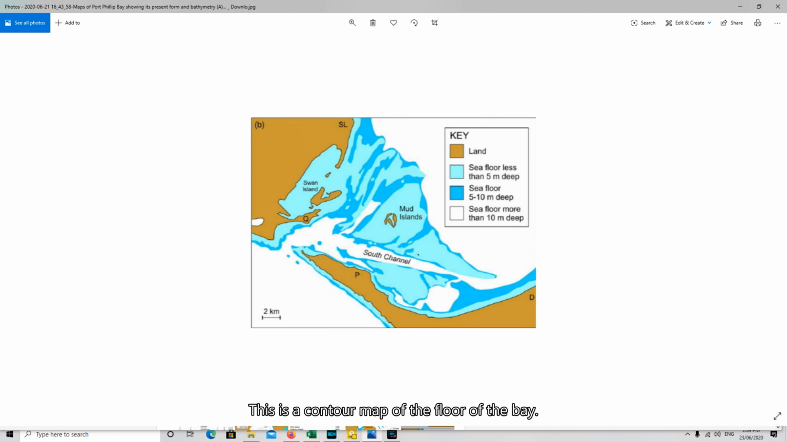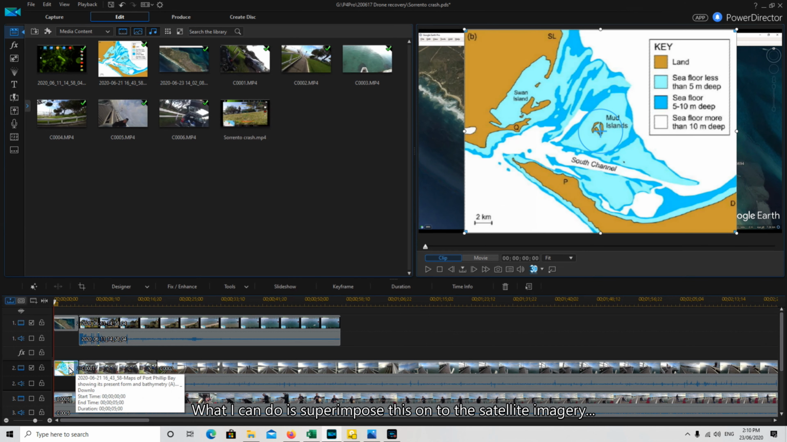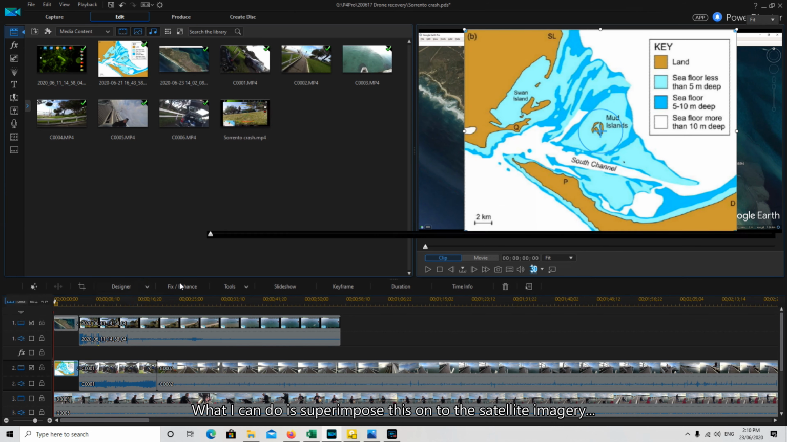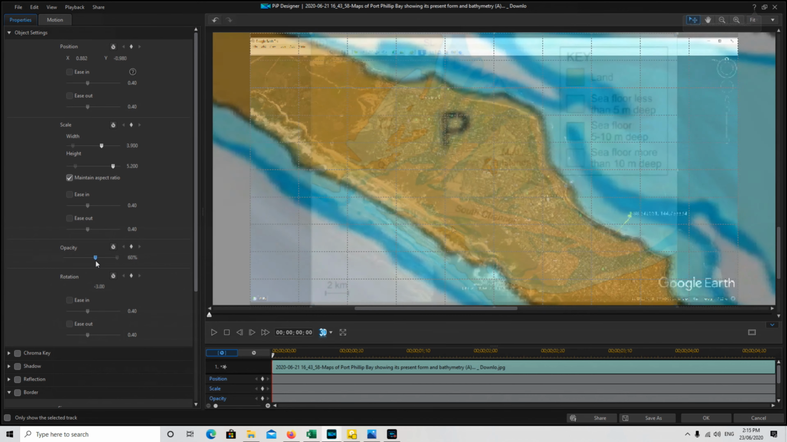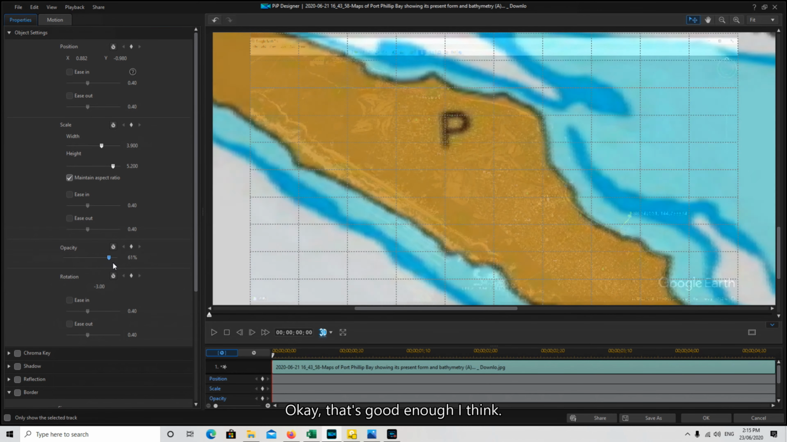This is a contour map of the floor of the bay. What I can do is superimpose this onto the satellite imagery to give me some idea of how deep the water is where my drone went down. Okay, that's good enough, I think.